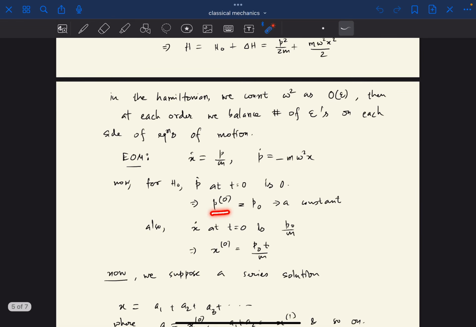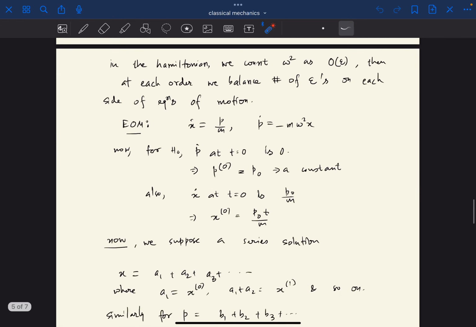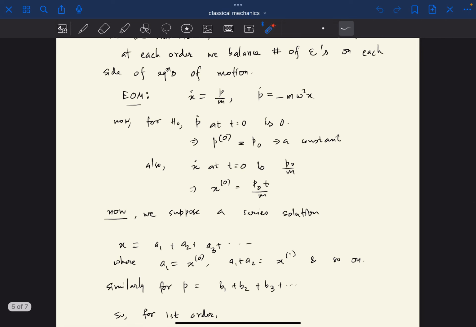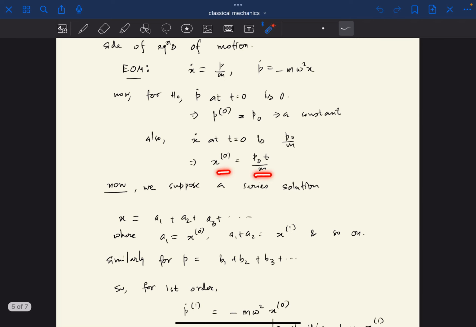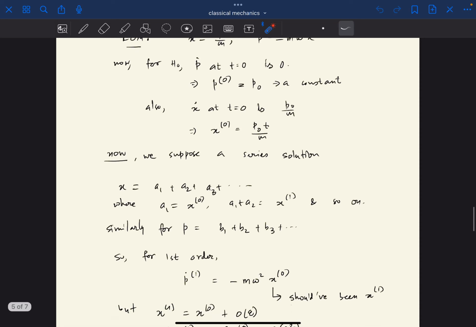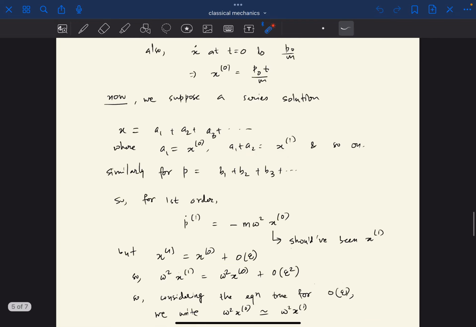So p naught equals p0, a constant, and x dot at t equals 0 is p naught by m, which is a condition. The p given by the condition is p equals p naught, and x naught equals p naught t by m. Now we suppose a series solution x equals this sum, where a1 is x superscript 0, a1 plus a2 x superscript 1, and so on.